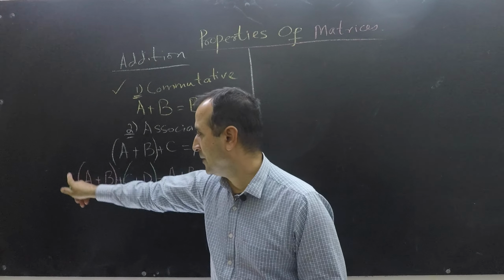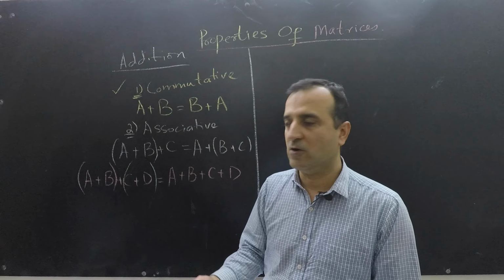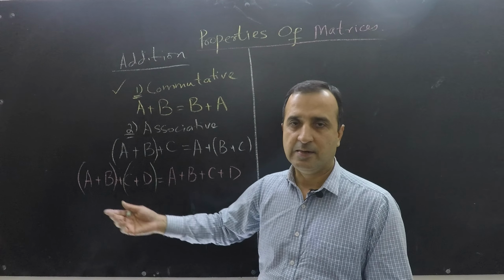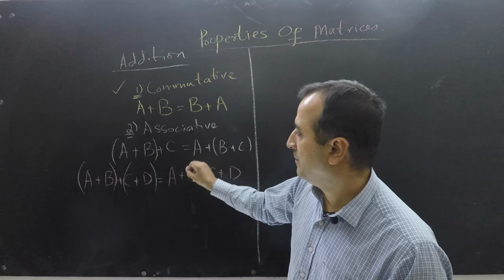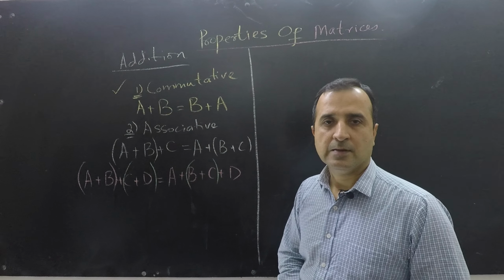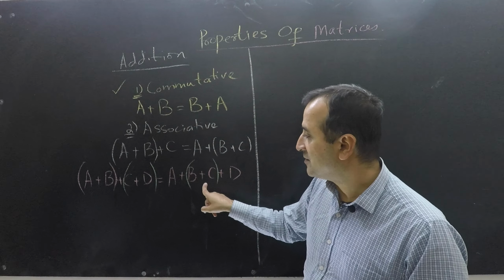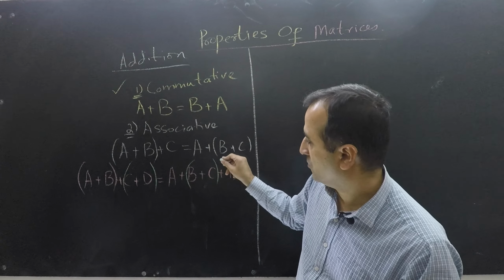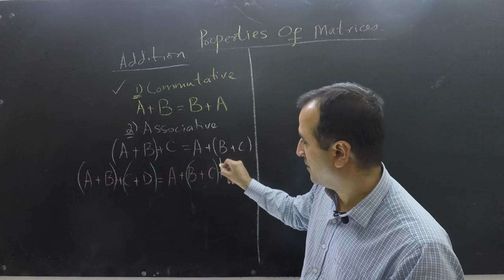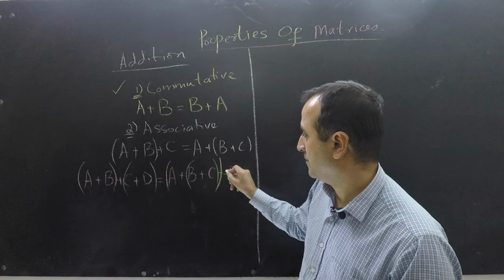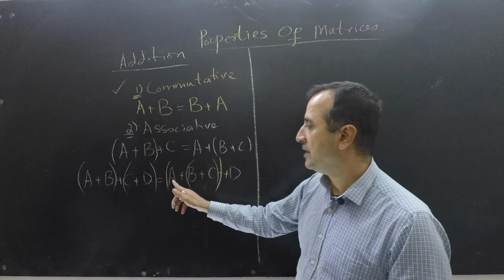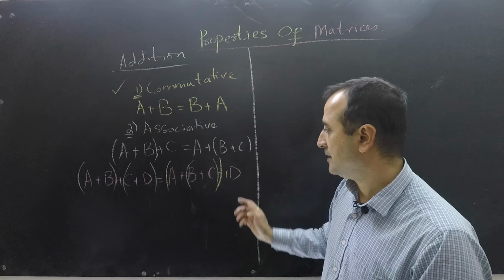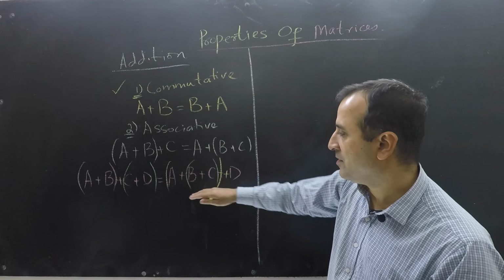We can also place another bracket here, but that is useless because this is the last operation. In this case, we can first add B and C, then add that result to A. So we place another bracket here. So we first add B and C, then we add A to the result, and at the end, whatever the result we have here, we add D.